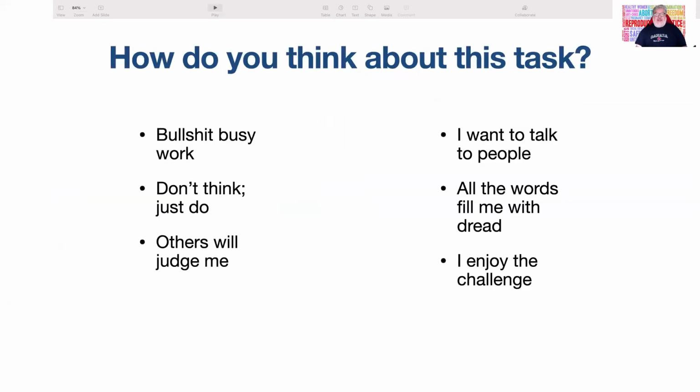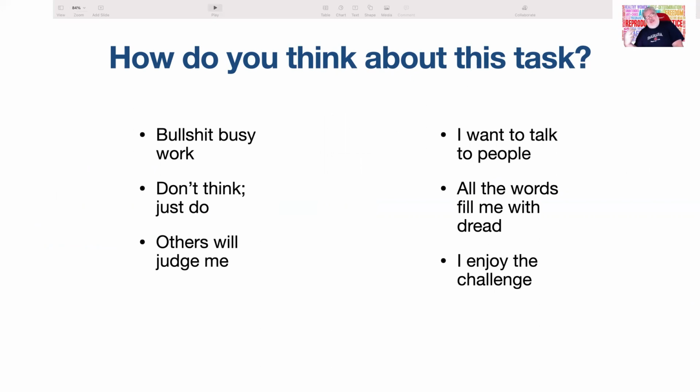So, how do you think about the task of a discussion board? Well, here's some ways some people think about it, and maybe you think about it in multiple ways, so not just one of these. A discussion board is bullshit busy work. It's just something somebody makes you do. Nobody ever reads it. Nobody cares about it. It's just something bleh. You put it out there and you're done.